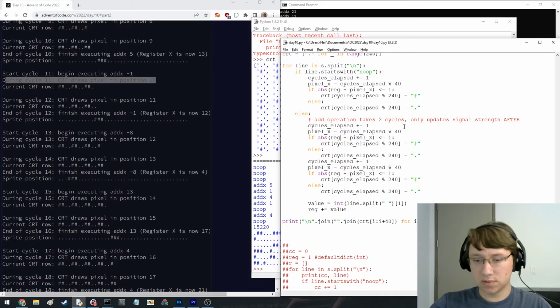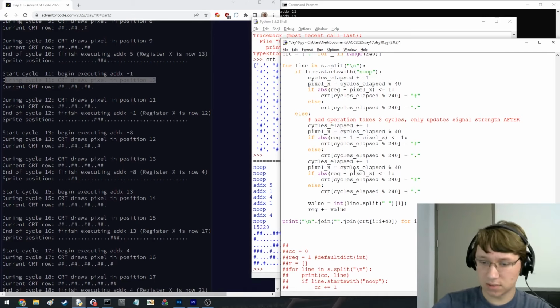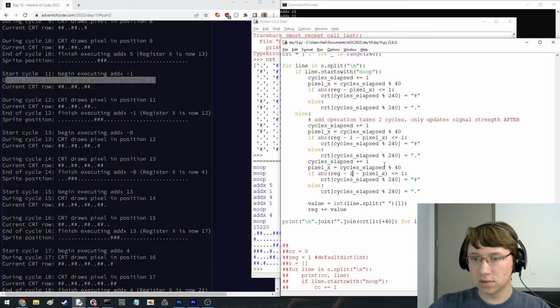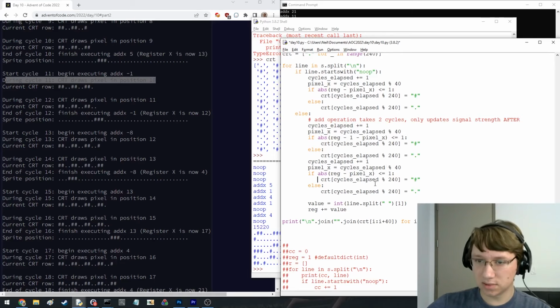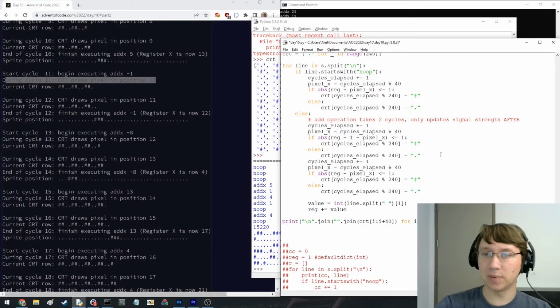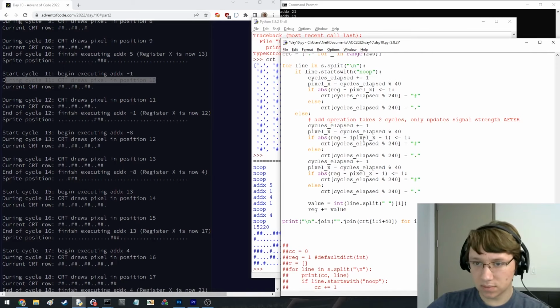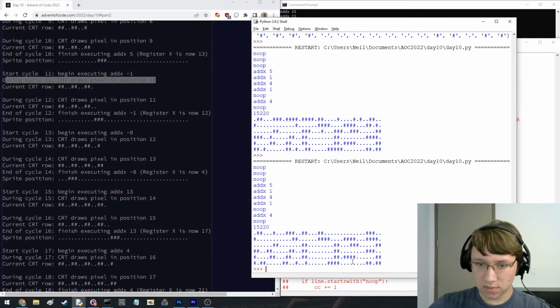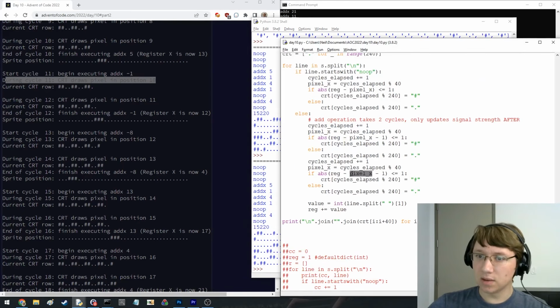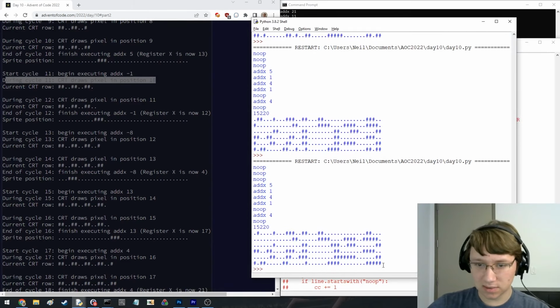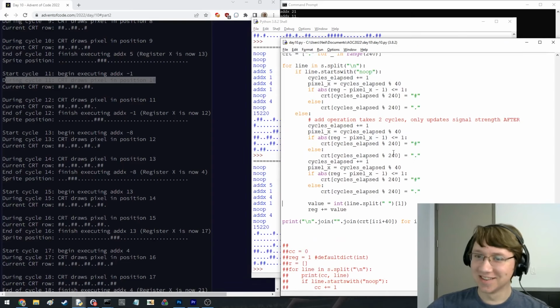Oh, whoops. I think it's this. Wait. I think Pixel X should really be +1, so I think it's this. No, it doesn't look much different. It looks a little different. Why did I think it was that? Oh, I didn't change it here. Does that fix it? No, it makes it worse. Oh, man.